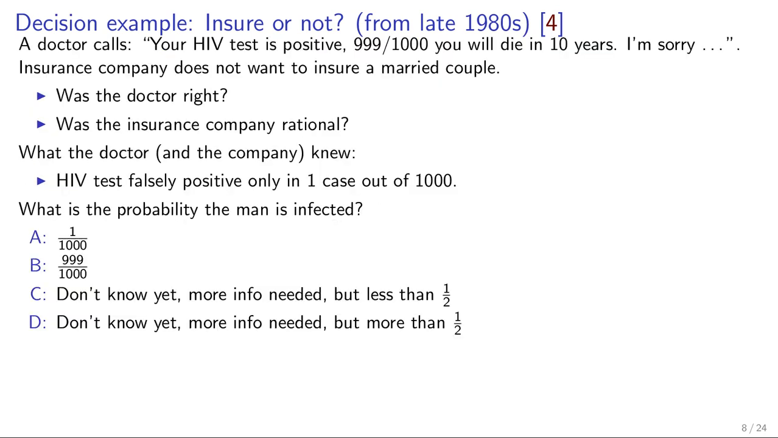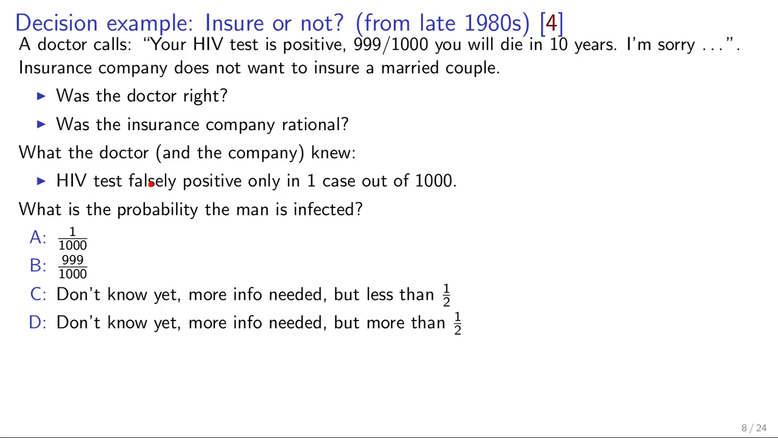We will not do this quiz, but imagine this example: a doctor calls, your HIV test is positive. HIV is AIDS, and that almost certainly means you will die in 10 years. I'm sorry. And then the insurance company doesn't want to insure a married couple. So these are real world examples.